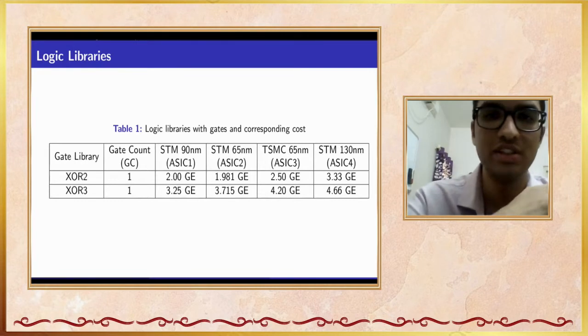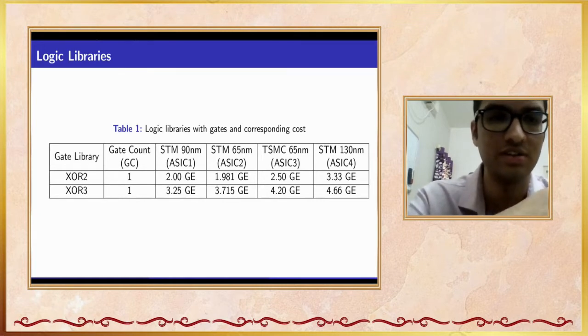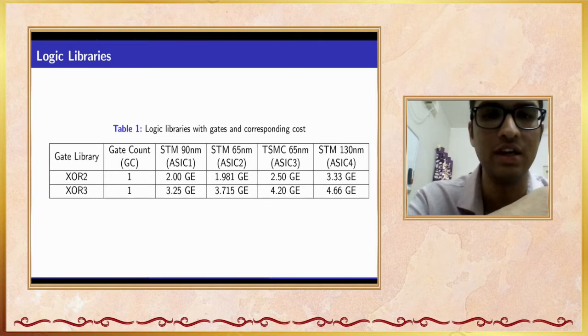So these are some of the logic libraries that we have considered to evaluate and benchmark the performance of our algorithm. The gate count or GC simply corresponds to the number of XOR2 and XOR3 gates in the implementation. ASIC 1 to ASIC 4 are 4 different processes, and the cost of the XOR2 and XOR3 gates in those processes is defined in terms of gate equivalent or GE.